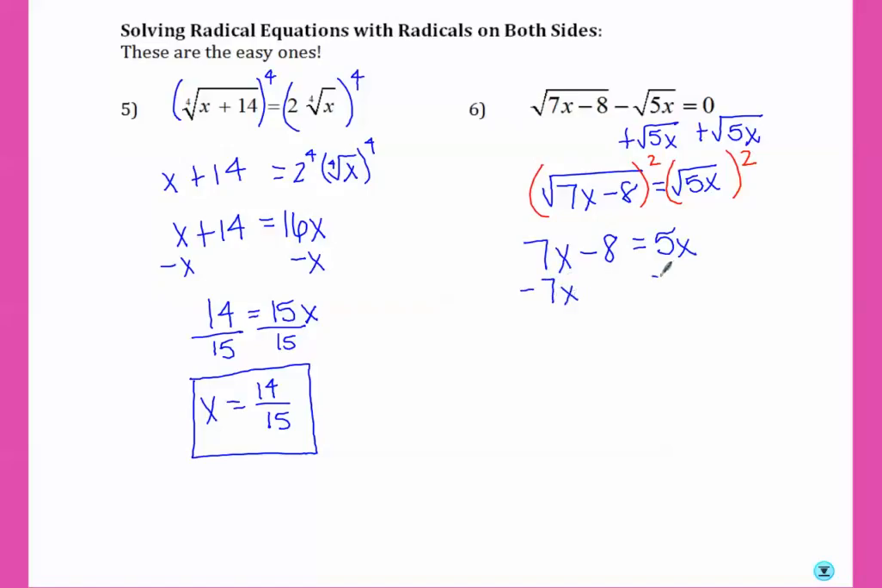Move 7x to the other side, get negative 8 equals negative 2x. Divide by negative 2, and we get that x equals 4.